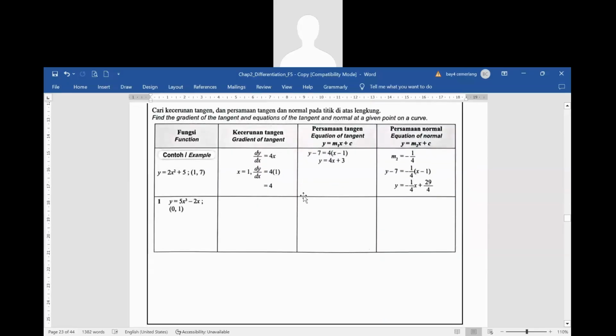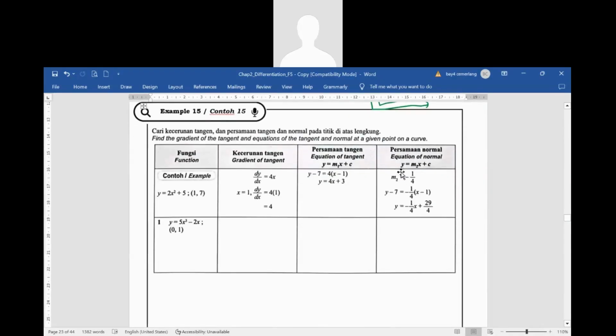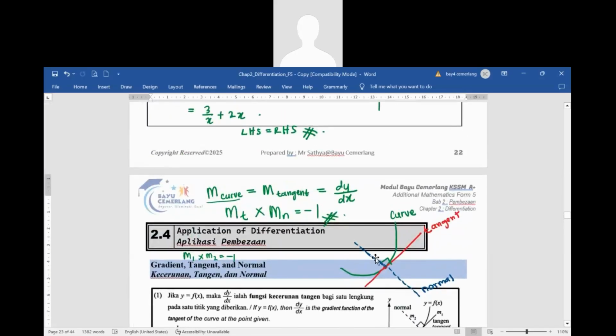Okay, now you look. Find the gradient of tangent and equation of tangent and normal for the given point on the curve. And take note, your curve, your tangent, your normal, all pass through the same point.